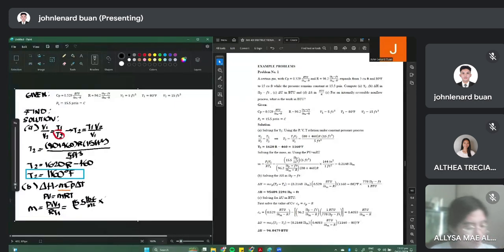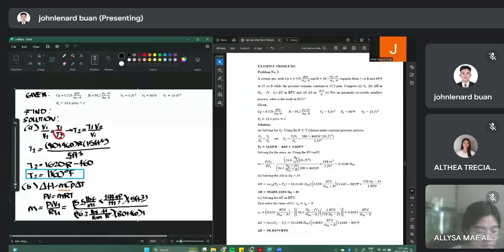Therefore, i-convert muna natin yung square inch into cubic feet. Okay? And then 5 cubic feet. And then we have the value ng R, which is 96.2 pound force feet per pound mass Rankine. And then T1, which is 80 plus 460. That will give us Rankine.